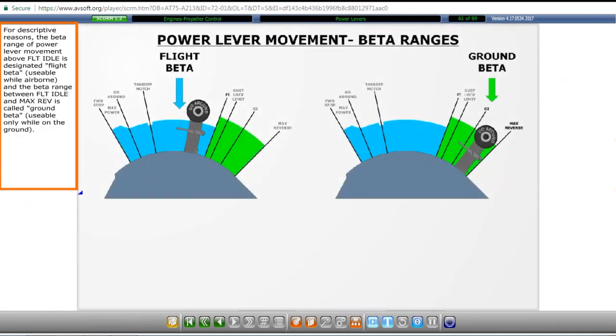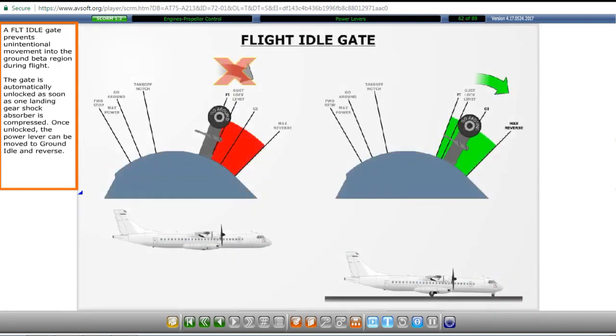For descriptive reasons, the beta range of power lever movement above flight idle is designated flight beta, and the beta range between flight idle and max reverse is called ground beta. A flight idle gate prevents unintentional movement into the ground beta region during flight. The gate is automatically unlocked as soon as one landing gear shock absorber is compressed. Once unlocked, the power lever can be moved to ground idle and reverse.